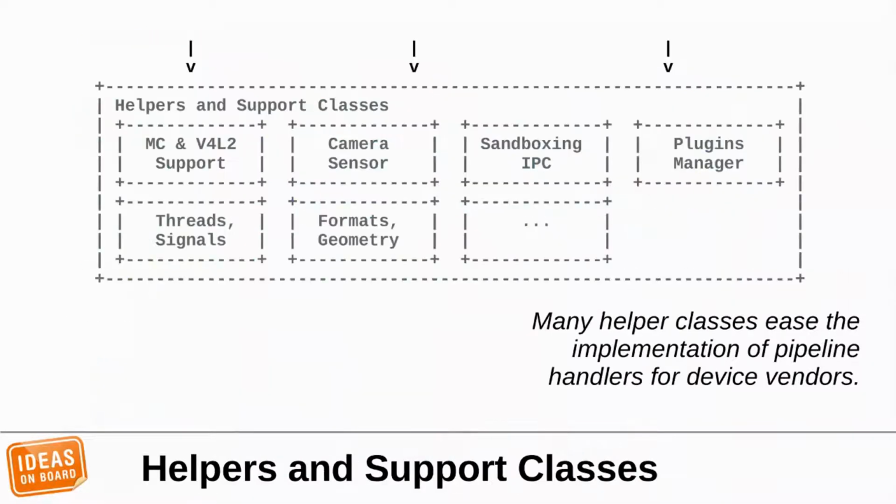Not the most interesting part, probably, from an architecture point of view, but we do have a fairly large number of helper and support classes to handle the media control API, the V4L2 API, to deal with camera sensors, with threading support in the camera. We have geometry helpers, and we're constantly adding new ones as we need them, so that implementations of pipeline handlers do not have to reinvent the wheel all the time and can rely on known to be working, well, hopefully, code for all the lower level operations.